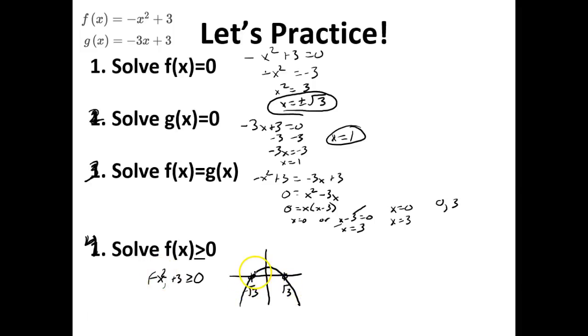Where are the outputs bigger than 0? Right in this area here. So where it's greater than or equal to 0, from negative square root of 3 inclusive, so including negative square root of 3, up to square root of 3, because we have greater than or equal to.